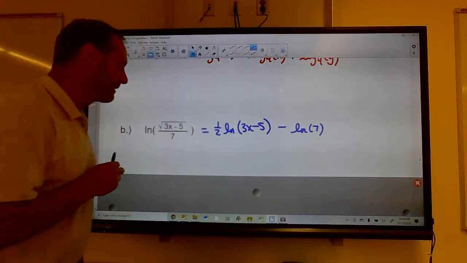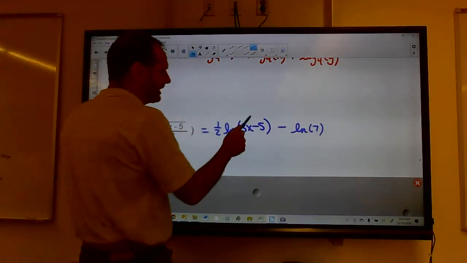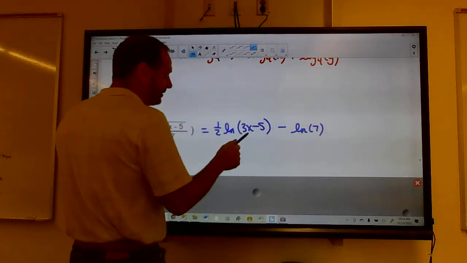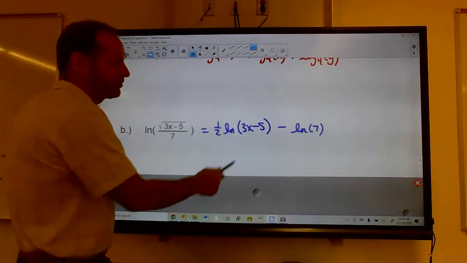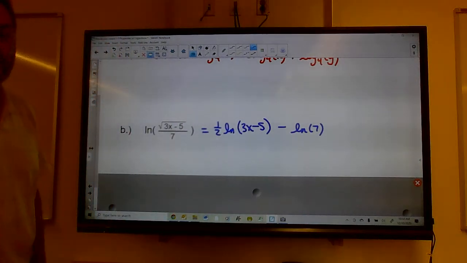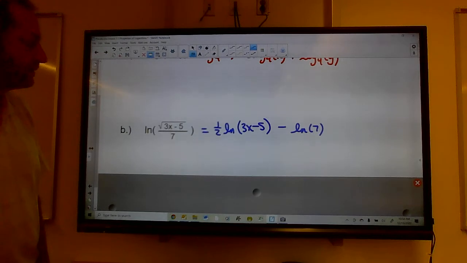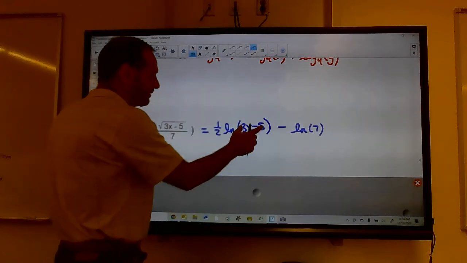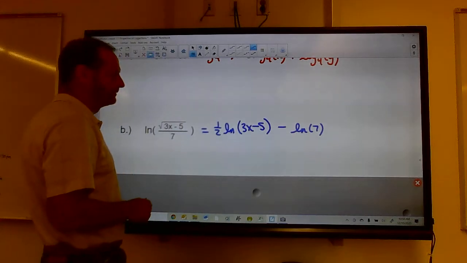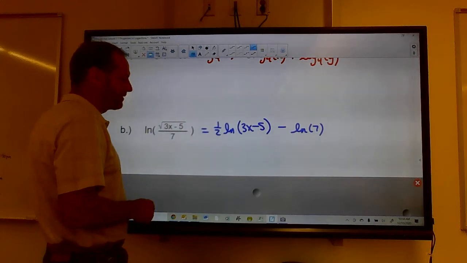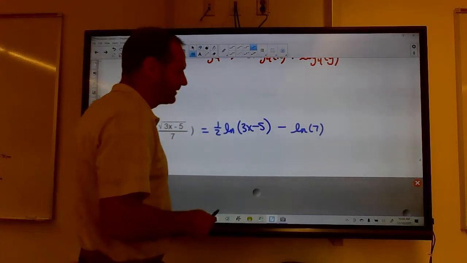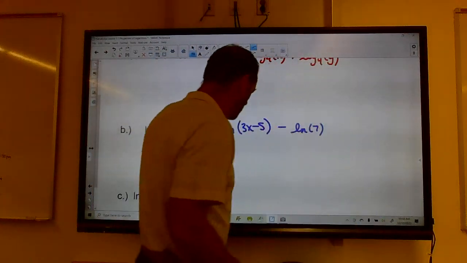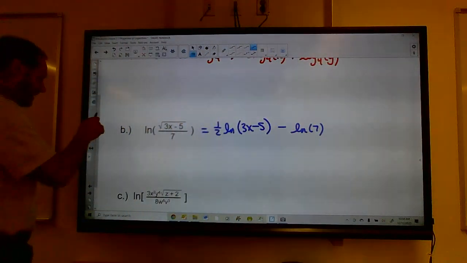Now, here's where people make mistakes. They try to break this up, and you can't. You can't break up subtraction or addition. You can only break up multiplication and division. Okay, so this is as far as I can go. This 1/2 applies to all this stuff here. All right, so there's my problem.